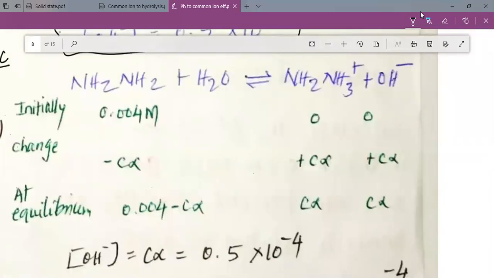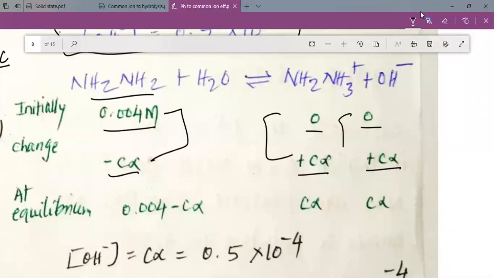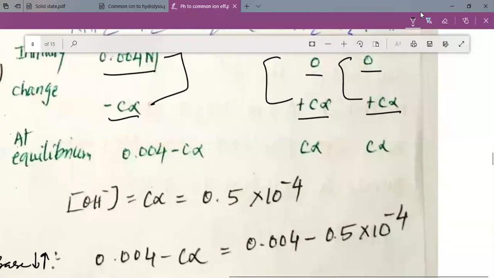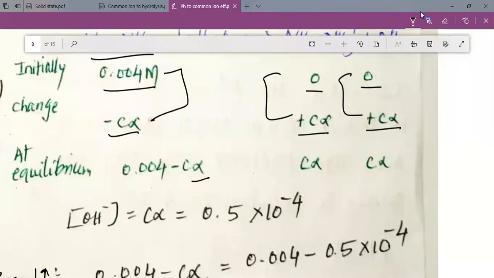We have already seen that the initial concentration was given as 0.004 molar. It was given in the question. Now when it dissociates or ionizes, the initial concentration of product is 0. When we understand the change, you will find that the change is minus C alpha for the reactant, and for the product it is plus C alpha, plus C alpha. So by adding these values, we find the concentration at equilibrium. So at equilibrium we have the concentration 0.004 minus C alpha, and the concentration for products is C alpha and C alpha.